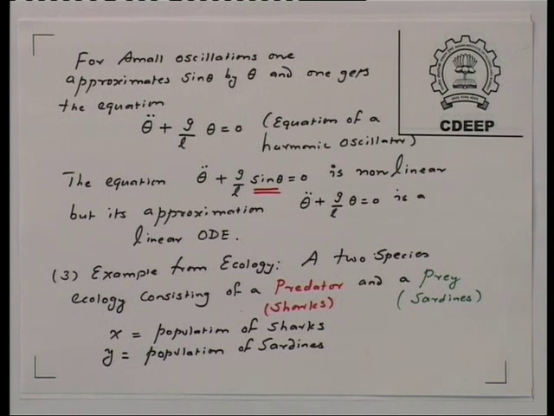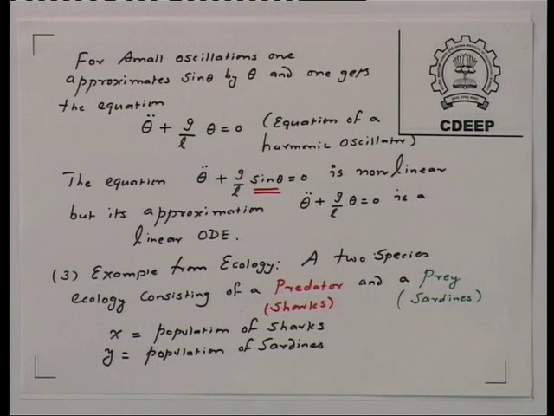So, let us assume that of the two species, one of them is a predator and one of them is a prey. For example, let us think of the predator as sharks, and the prey as sardines. Sardines will live on algae. They are vegetarians, whereas the sharks are non-vegetarians, right? So, now we have to understand the population dynamics. Let us say that X is the population of sharks and Y is the population of sardines.